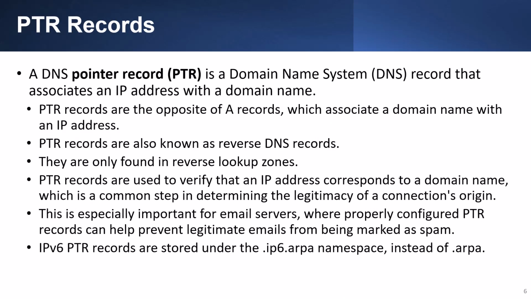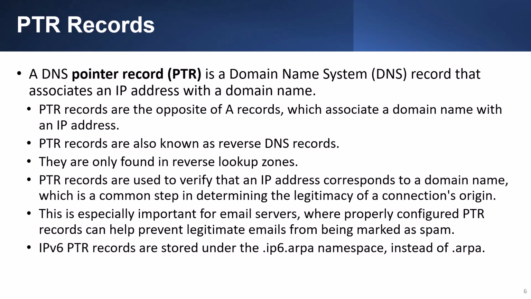A DNS pointer record, or PTR, is a Domain Name System record that associates an IP address with a domain name. PTR records are the opposite of A records, which associate a domain name with an IP address. PTR records are also known as reverse DNS records. They are only found in the reverse lookup zones.